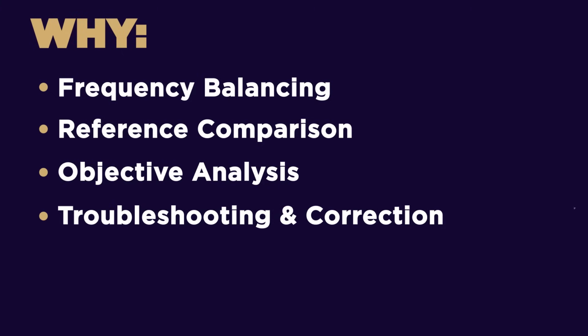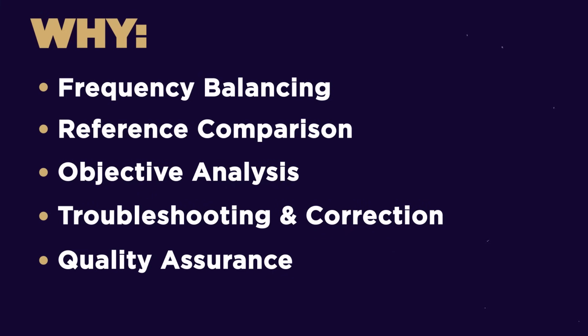Troubleshooting and correction. If you notice any discrepancies or imbalances in the metering frequency curve, you can take corrective action to address them. This might involve adjusting EQ settings, balancing levels, or applying other processing to specific elements of the mix to achieve a more balanced frequency response. And finally, quality assurance. Utilizing the metering frequency curves helps ensure the overall quality and fidelity of your mix. By paying attention to the frequency balance and making necessary adjustments, you can create a mix that translates well across different playback systems and environments, resulting in a more professional sounding end product.